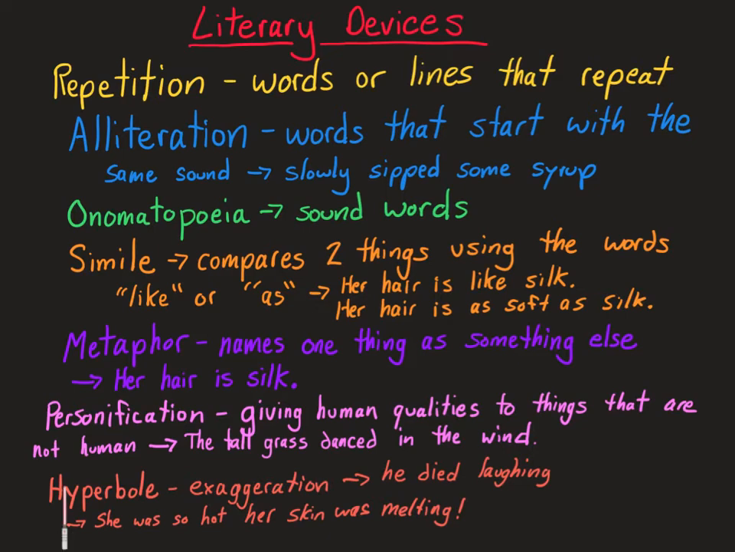Last, we have hyperbole. And many of you know what exaggeration is. Exaggeration is where you say something that's more than it really is. So here's an example. He died laughing. Well, we know nobody dies from laughing, but we hear people use that expression. Or she was so hot, her skin was melting. Or somebody might say, it's 1,000 degrees outside today. Those are all exaggerations. They're almost impossible.